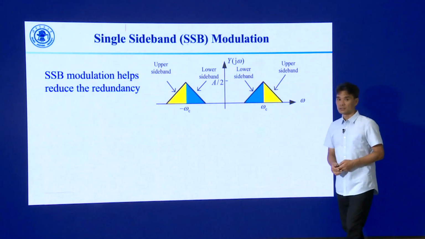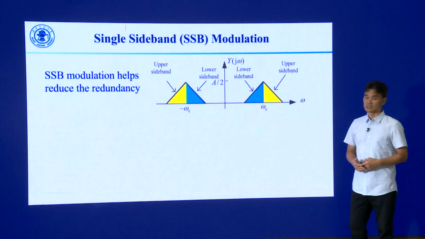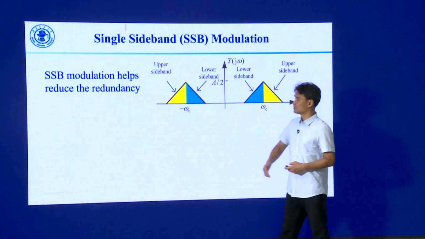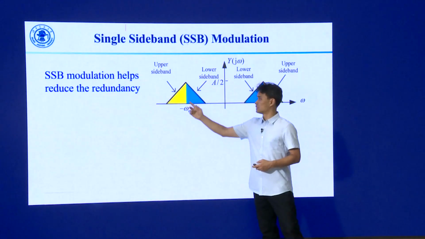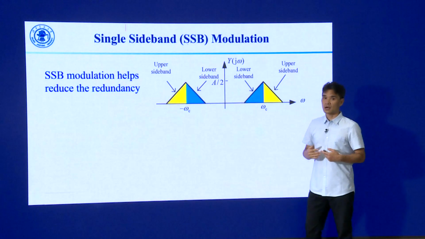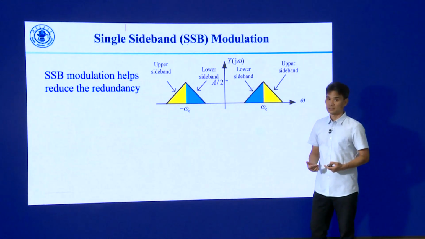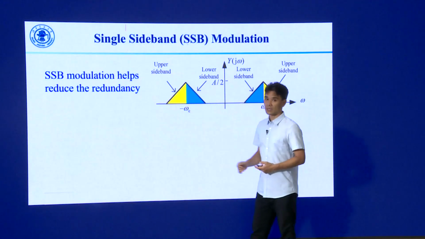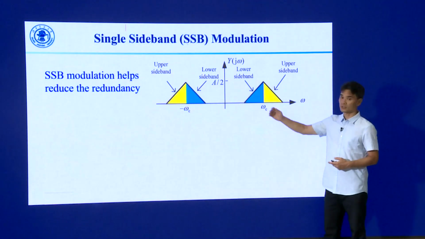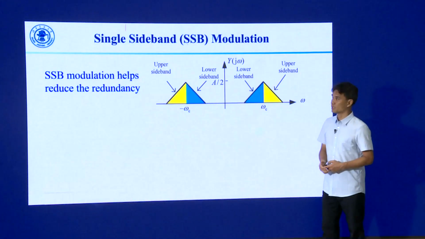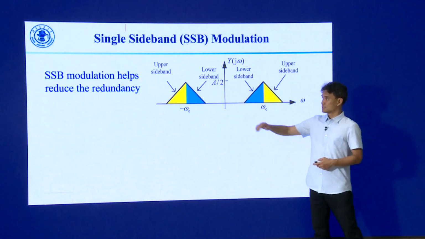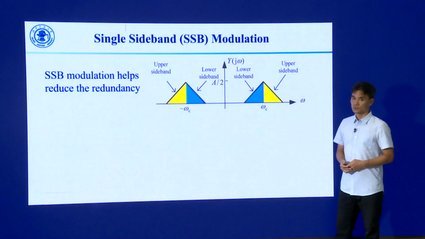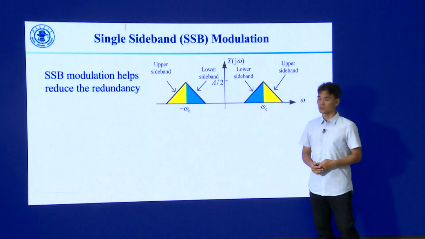Sometimes we think the regular modulation is not very efficient because we know that for a real function, its spectrum has to be conjugate symmetric. So they are somehow redundant. Can we reduce the redundancy? Here is one option. We can use a technique called single sideband modulation to modulate the original signal.